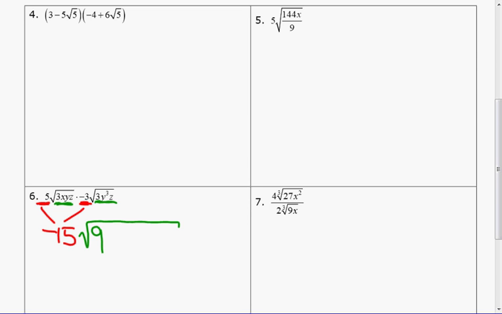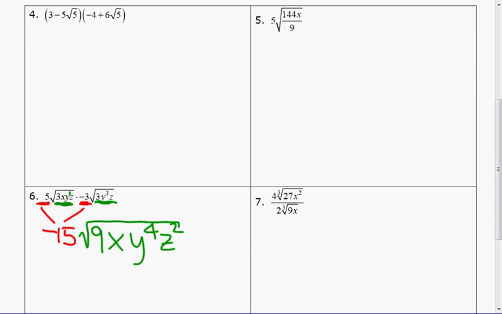So we get 9. Then we have an x, and there's no x there, so we'll just write the x down here. We have a y times a y cubed. Remember, when you're multiplying variables that are the same, you add the exponents. So this is y to the first, so we have 1 plus 3, so we have y to the fourth. And then lastly, we have z times z, which gives us z squared. And then we will simplify the radicals.